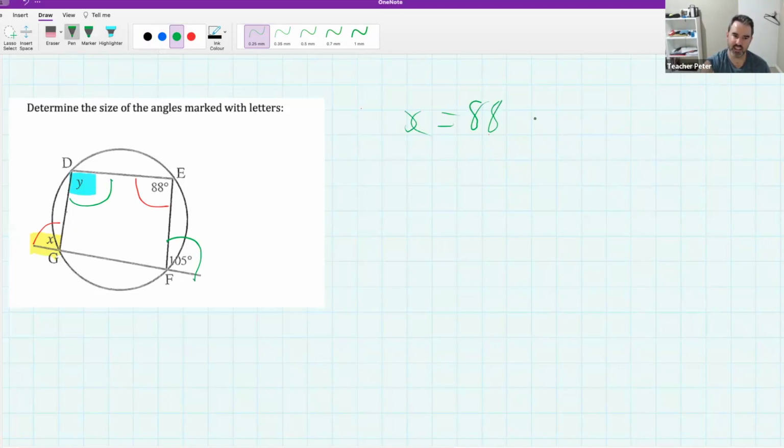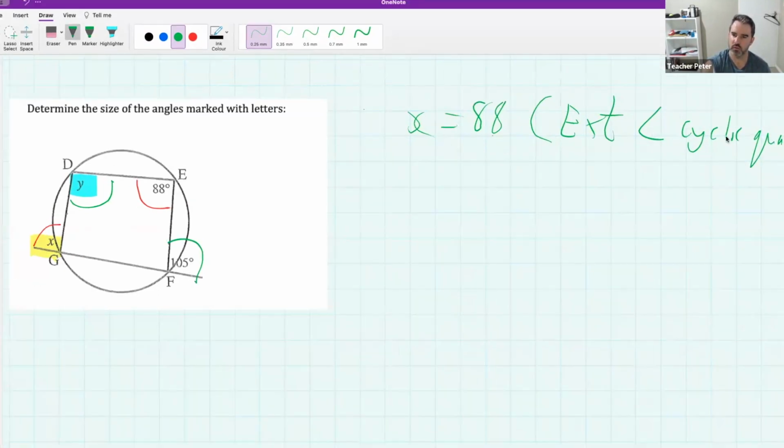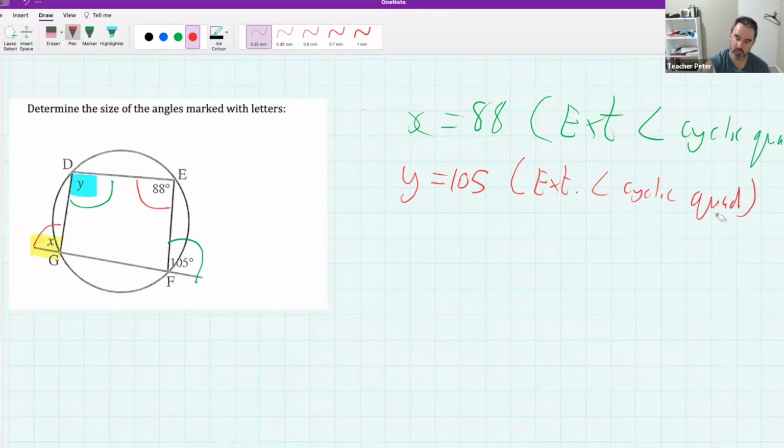X is 88 degrees, and that would be exterior angle cyclic quad. And then what would y be? Y would be 105 for the same reason. So it would be 105, and the reason would be exterior angle cyclic quad. Okay, I suppose that was a little bit easy.